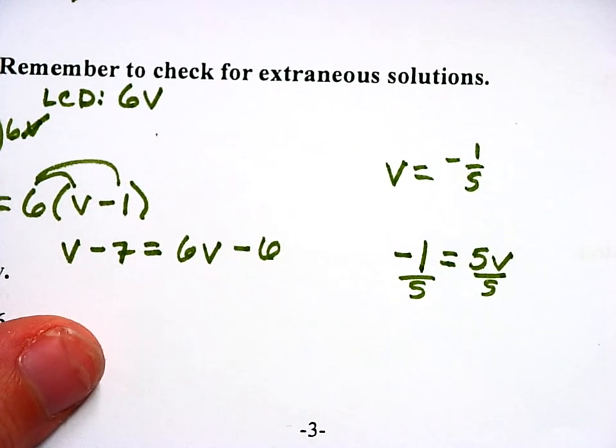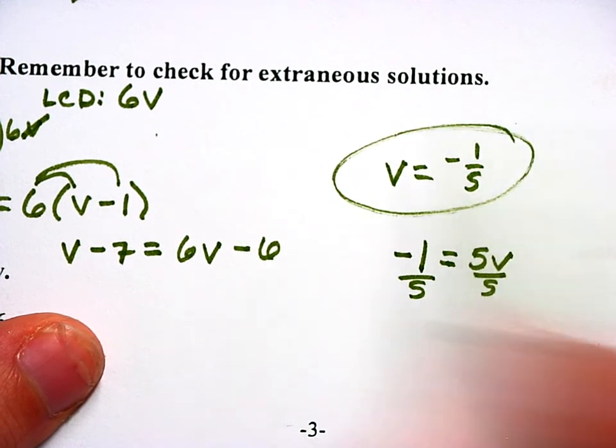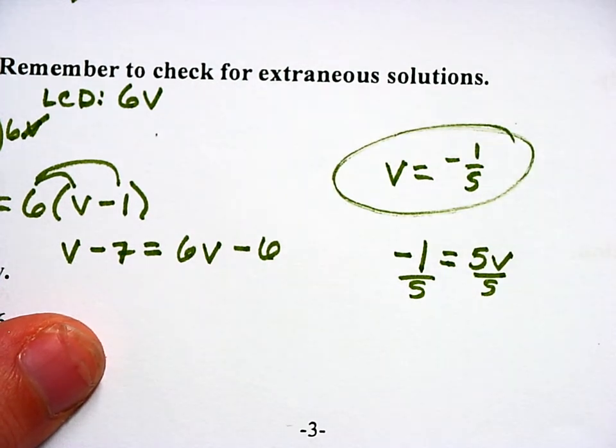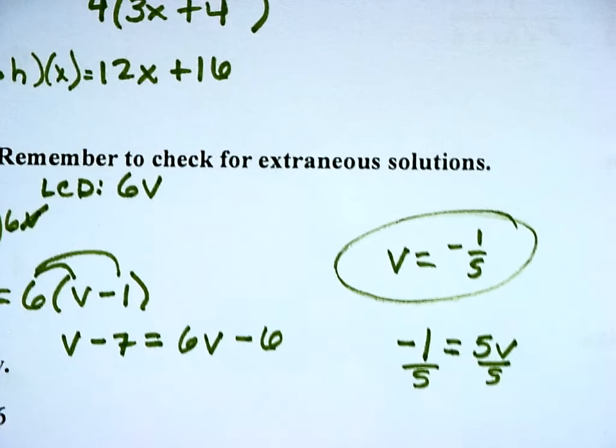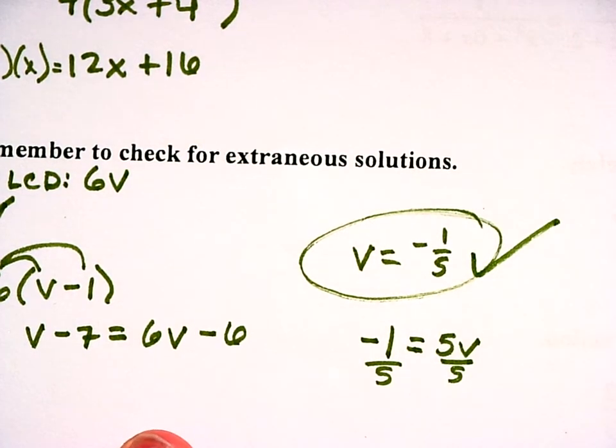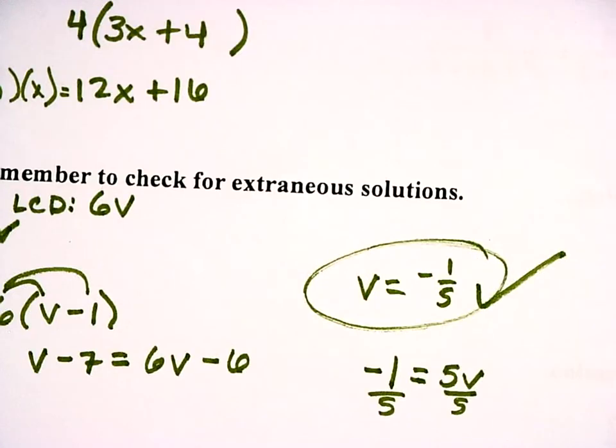Okay. And then again, if you want to check for extraneous solutions, you substitute negative 1/5 into the original equation. And just to check, that's number 32. That is in fact a solution. It is not extraneous. So we've got our solution. Okay, moving on.